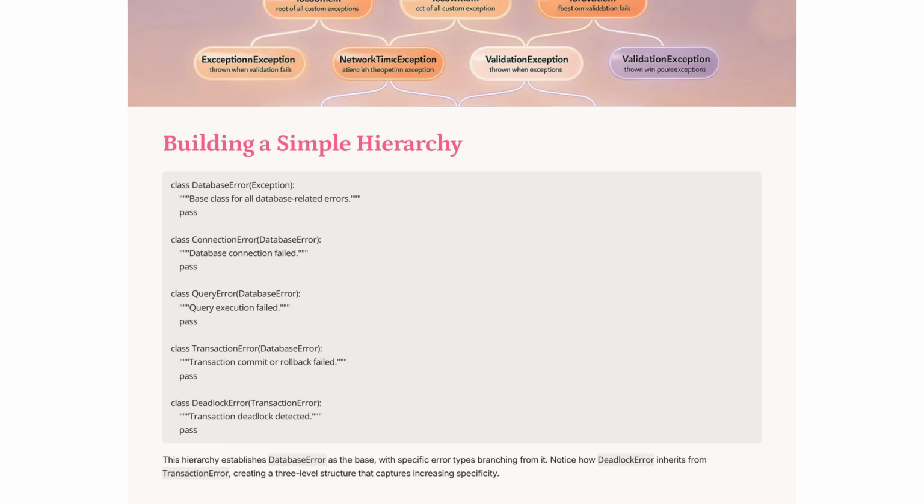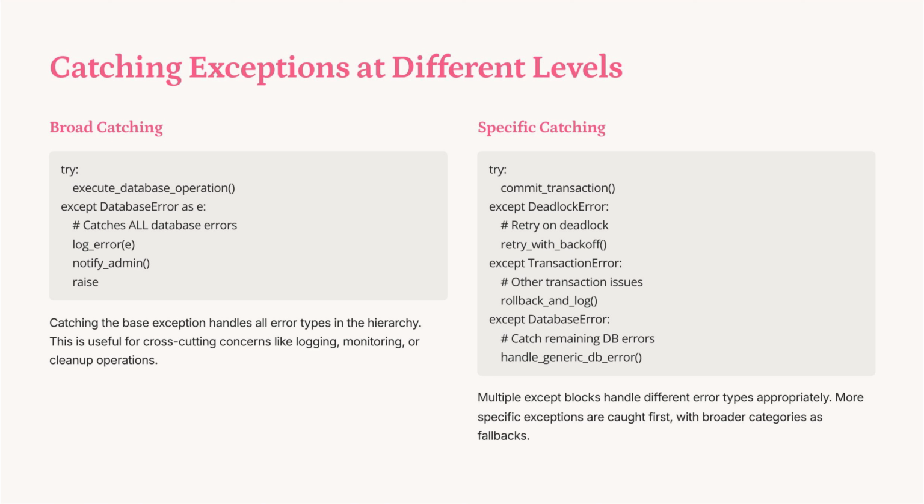In our exception hierarchy, DatabaseError serves as the base class for all database-related issues. ConnectionError, QueryError, and TransactionError extend this, addressing specific failures. DeadlockError, a subclass of TransactionError, highlights transaction deadlocks, forming a three-level structure that enhances error specificity and handling precision.